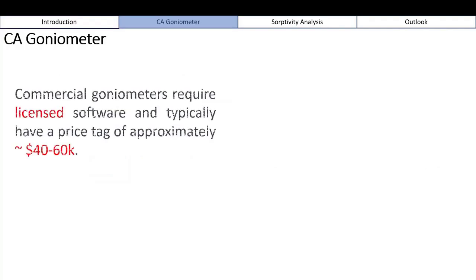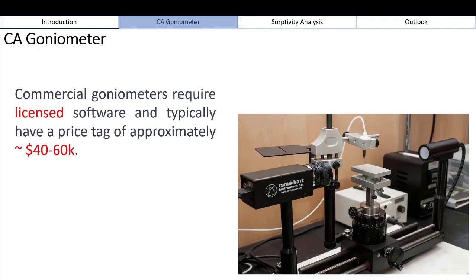So how to measure contact angle? There is a very, very simple device called a contact angle goniometer, which measures the contact angle. We have a light source, a camera, a mechanical stage, and a syringe that dispenses water. And look at the price of this device. I mean, you can buy a very good spectroscopy device with this money. Why is it so expensive? Because the software is licensed. So either you have to develop your own software, or you have to use their licensed software.